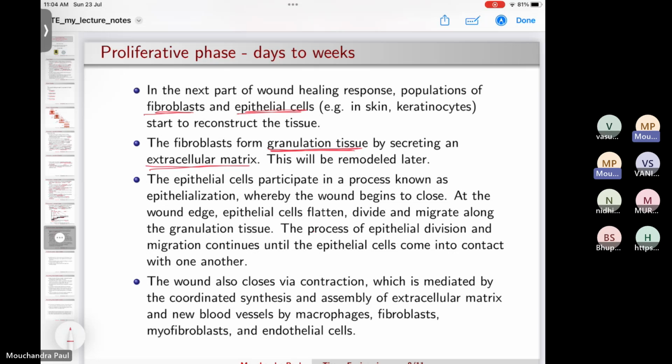So the epithelial cells, that is, in the case of skin, the keratinocytes, they will start the process which is called epithelialization, where the wound begins to close. So how is the wound closing here?